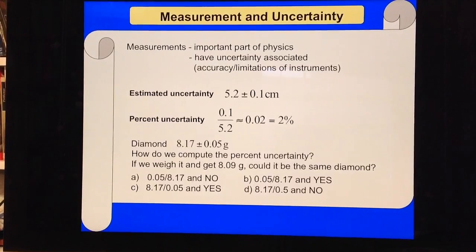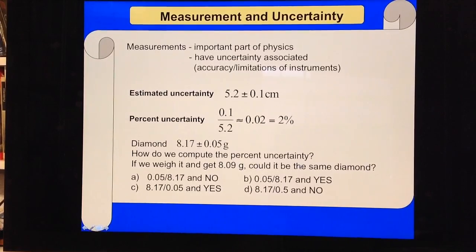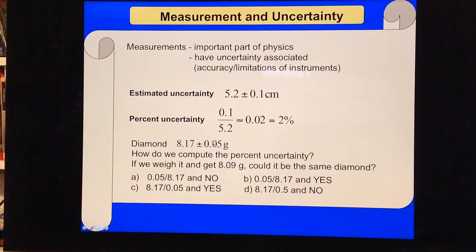Many days pass and you come back to the room and you're very happy to find the diamond there. But you're not so sure that that is really your diamond. So you weigh what you think is your diamond again, and this time, using the same scale, you get 8.09. So the question now is, is it the same diamond that you had before or not? For this little exercise we have actually two questions. First one is, let's compute the percent uncertainty for the first measurement that you had done, and then let's agree or not whether this new measurement corresponds to that diamond that you had before.